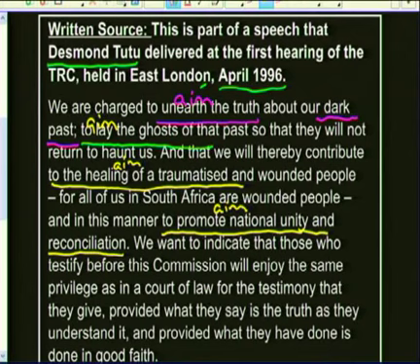We want to indicate that those who testify before the Commission will enjoy the same privilege as in a court of law for the testimony that they give, provided what they say is the truth as they understand it. So if you look at that line, provided what they say is the truth as they understand it, that was the condition of the TRC.